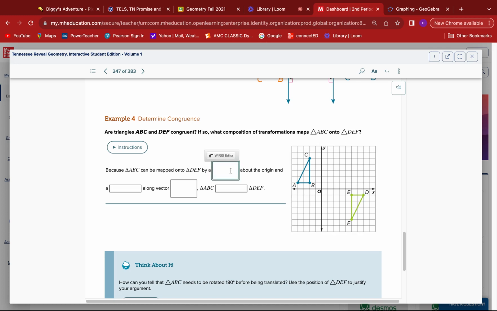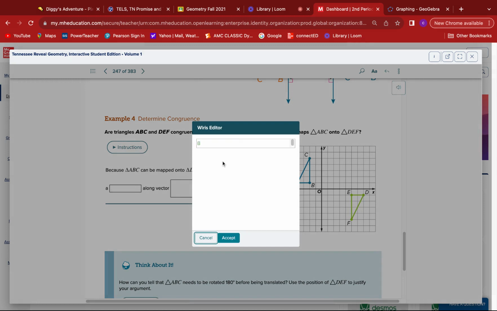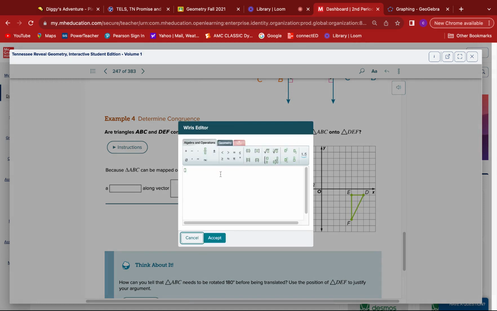So I'm going to rotate it, not 90 because that would give me a quarter turn. I need it to sit over here in quadrant 4. So from quadrant 2 to 4, it's a reflection through the origin, which is a rotation of 180. So I need to rotate 180 degrees about the origin. I guess they want me to have a degree mark. Okay, so 180.